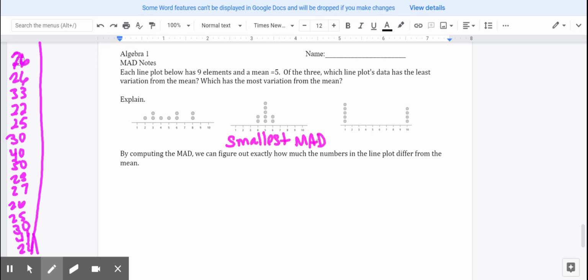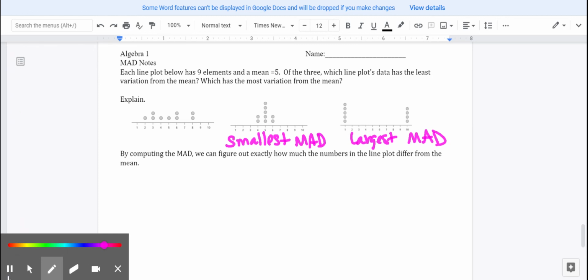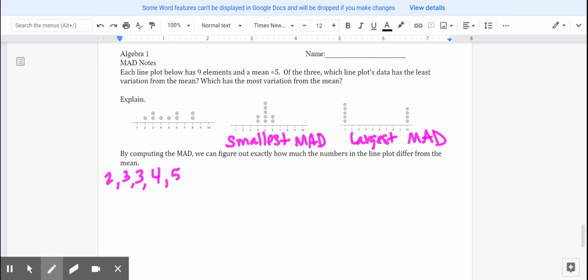And if we look, the data set that is farthest apart would be this third one, and it is going to have the largest MAD or the most variation. One way to go and check yourself is to create a data set for each of these, reading the dot plot. So for this first one, it would be 2, 3, 3, 4, 5, 6, 6, 8, 8, and then go through and find the MAD for that. So pause the video, find your MAD for this first data set.